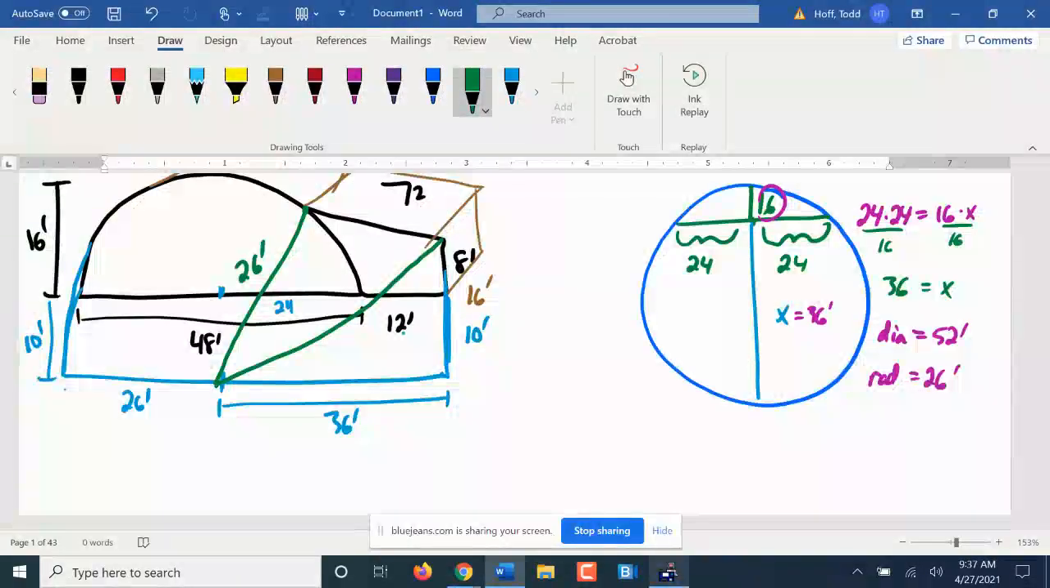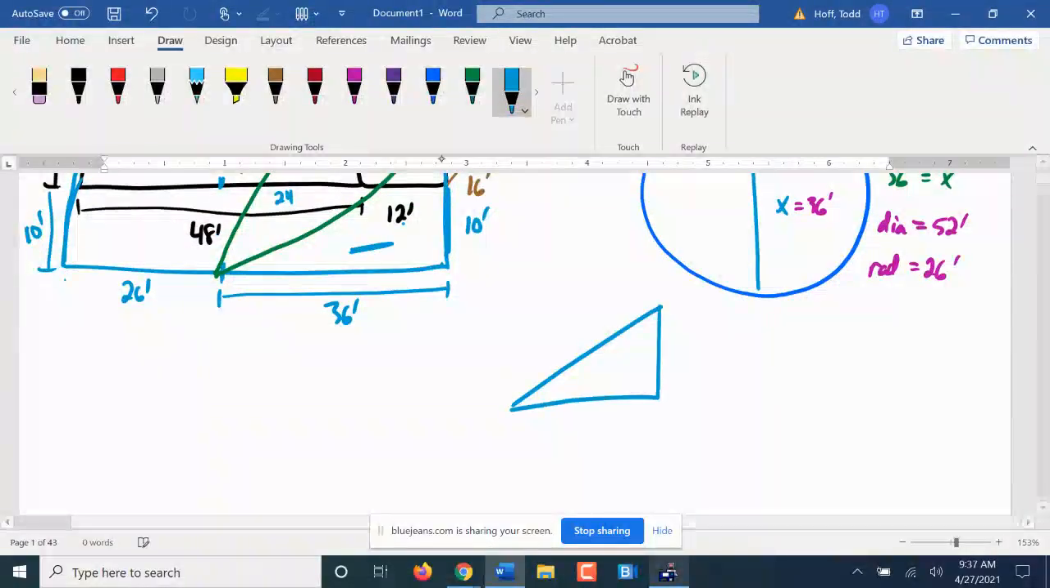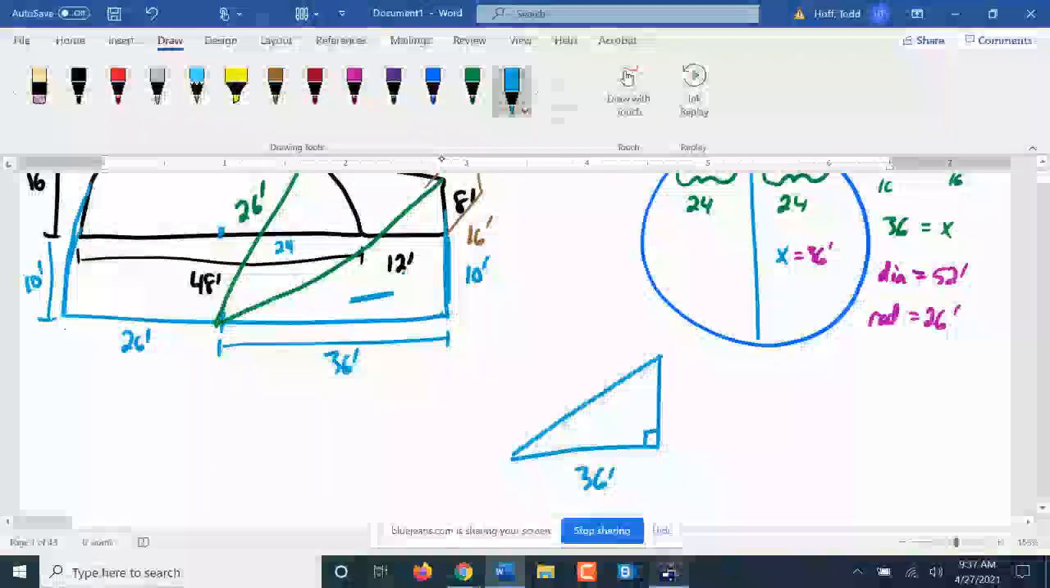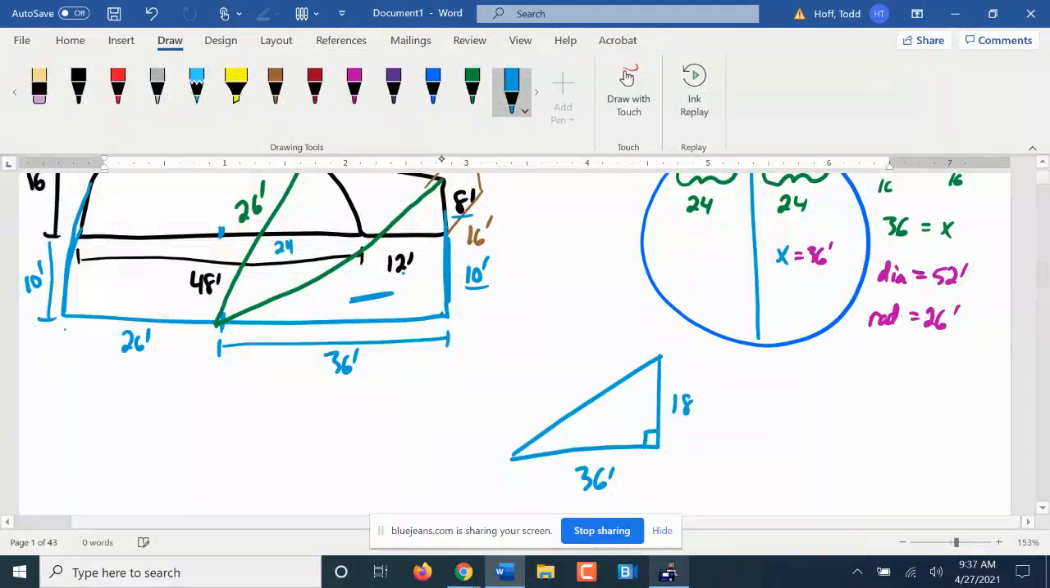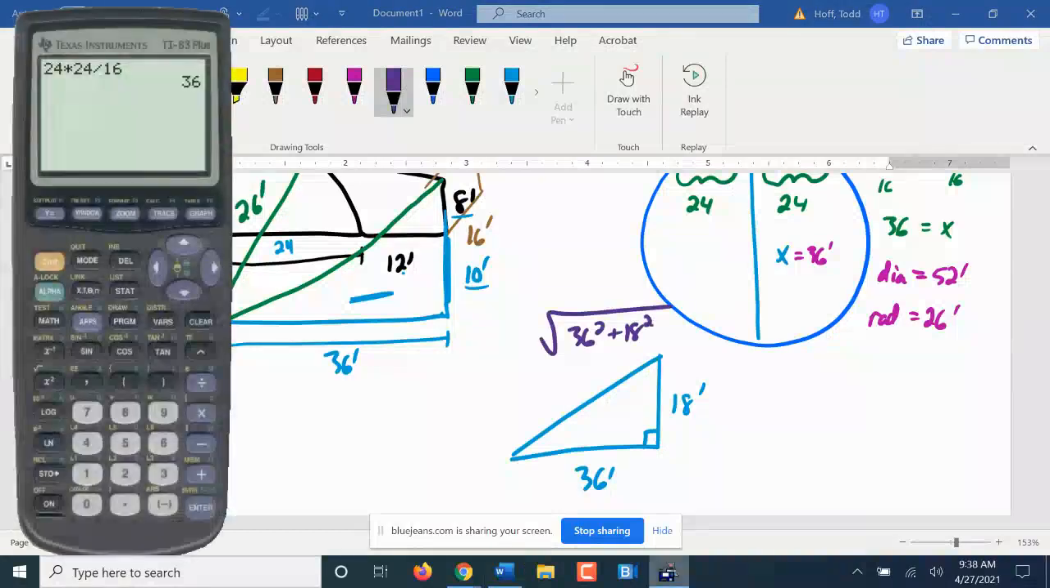So anyway, we're dealing with that triangle there right now, right here in the light blue. The bottom we figured out to be 36 feet. The side over here is 10 feet plus the 8 feet that we had before. That's 18 feet. We will find the length here of the hypotenuse: square root of 36 squared plus 18 squared.